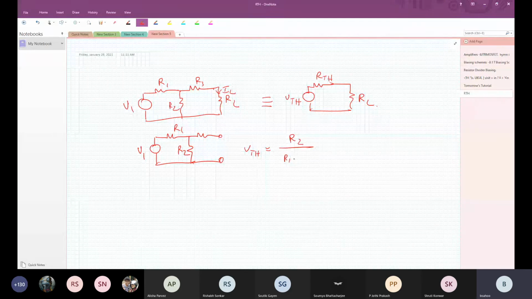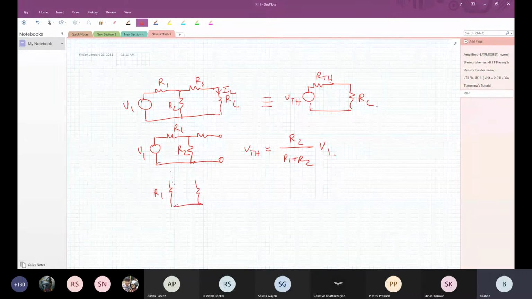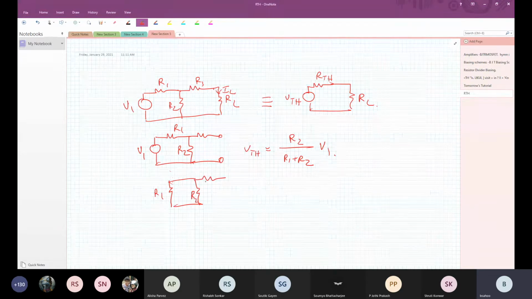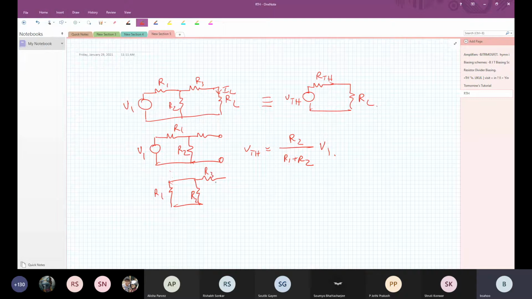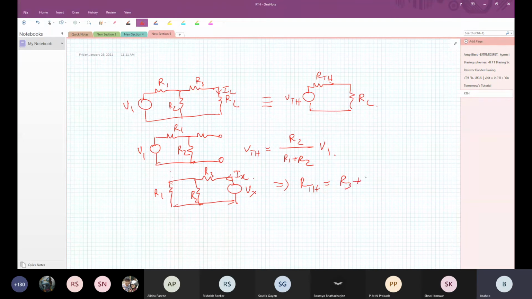Then I have to find RTH. What is RTH? RTH is, with R1, R2, I short this V1, R1, R2, and R3, and I apply a test voltage Vx, measure this Ix. And this will come out to be RTH equal to R3 plus R1 parallel R2, right? This is the method.